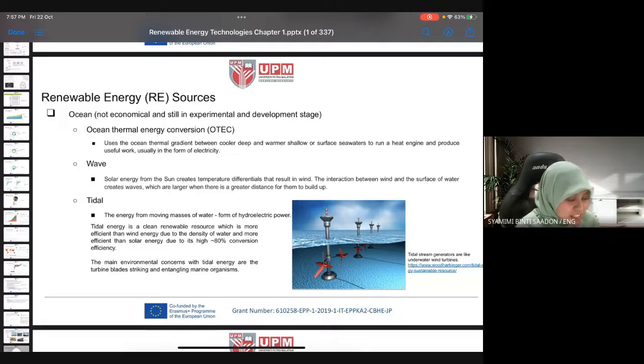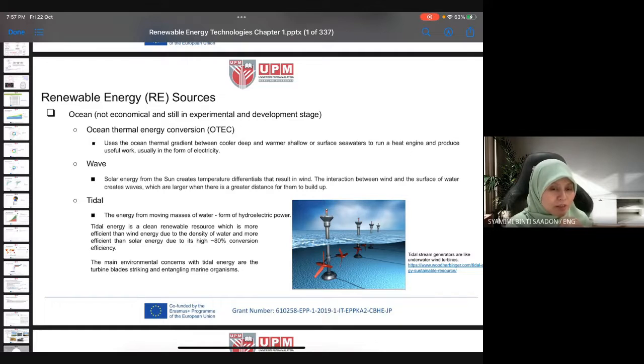So actually there are three types of ocean energy source. Number one is ocean thermal energy conversion, which we call OTEC. This source uses the ocean thermal gradient between cooler deep and warmer shallow or surface sea waters to run a heat engine and produce useful work.